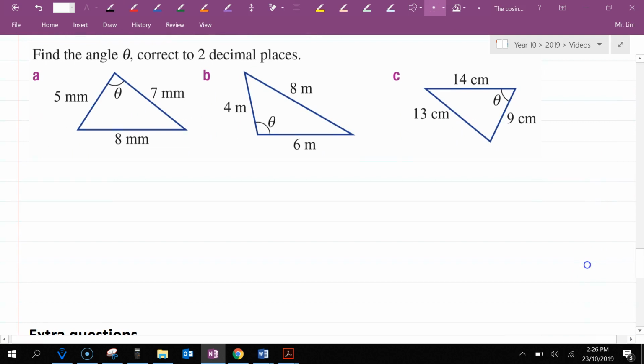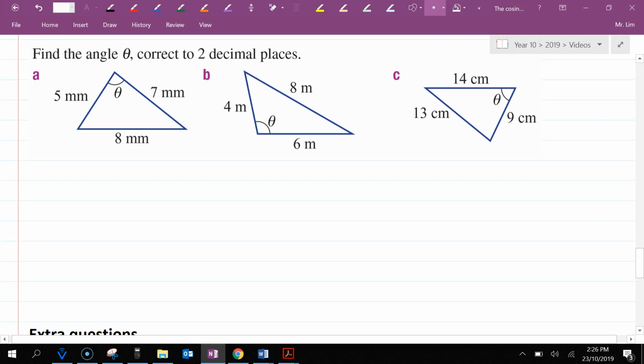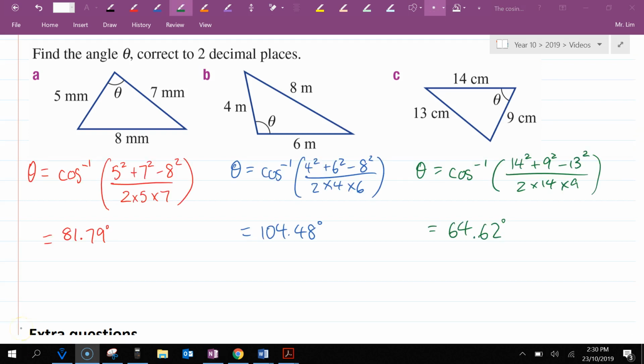I'll get you to pause the video here, have a go with questions A, B, and C, and when you're ready to work out the answers, or to check your answers, I'll get you to continue playing the video. Okay, so here are the answers. For question A, theta is 81.79 degrees. Remember, when we minus our c squared, c is the side that's opposite to the angle we are trying to find.